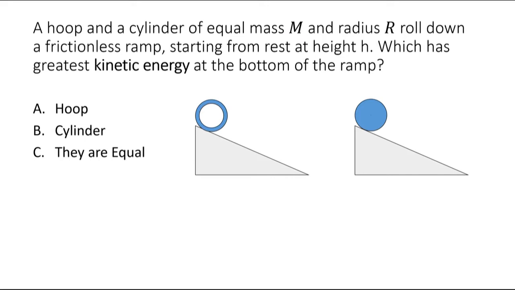Ultimately, here we want to know which of these 2 is going to reach the bottom of the ramp first, or in other words, if we were to release them both at the same time, which one would win the race? Okay, but we're going to break it down into a few steps, and so first of all, we just want to know which one has the greatest kinetic energy at the bottom of the ramp.